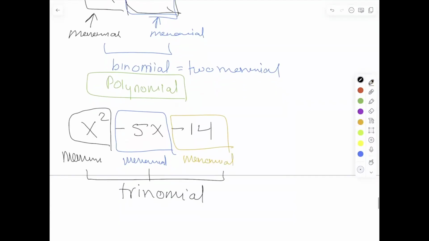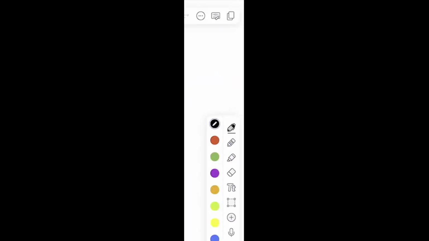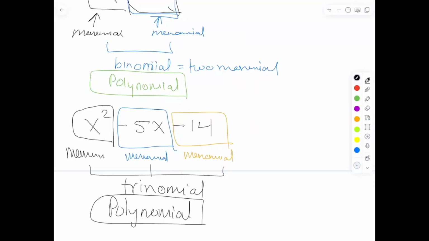How many monomials do you need to have a polynomial? Two or more. So this is a polynomial. These are the fundamental basics of algebra. Please know them, understand them. And you need to have the same base in order to add and subtract them. If you don't have the same base, you cannot.